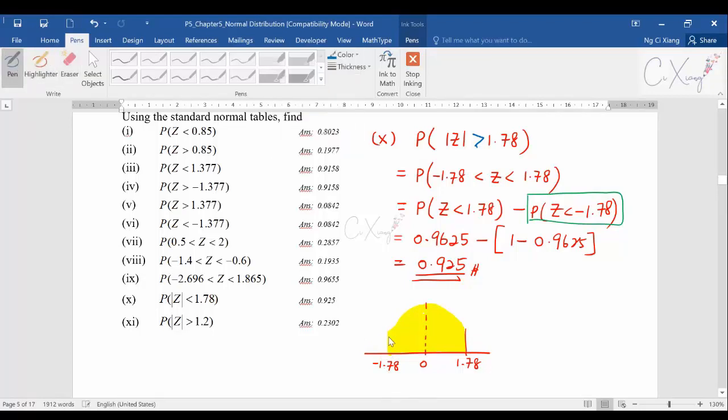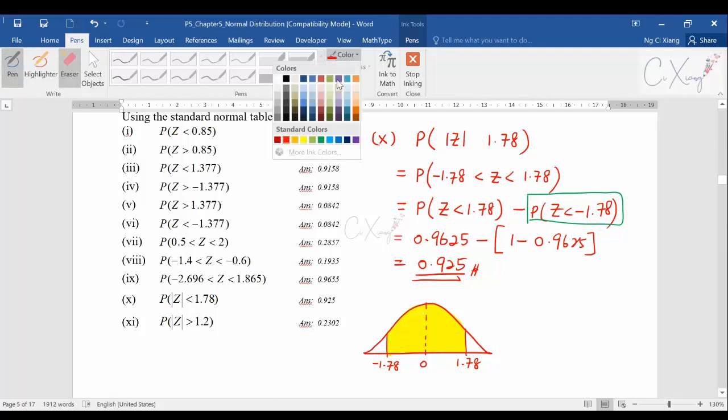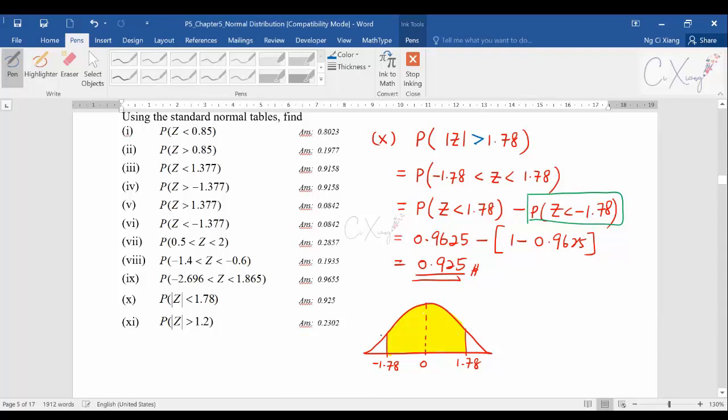For just now, the smaller example, the area that you want to find is the highlighted area here, which is in between these two numbers. If I change my question to become greater than, that means the area that we want to find out is by the side. So I want to find out this blue color area and also this blue color area.